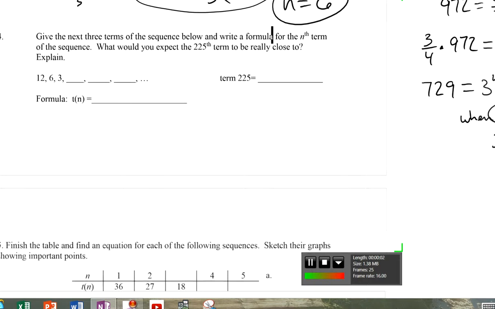Okay, so number 4. It says, give the next 3 terms of the sequence below and write a formula for the nth term of the sequence. What would you expect the 225th term to be really close to? By the way, anyone have like an intuitive answer? I mean, look at these numbers. If we went out 225 more, like found the 225th term, what do you think it's going to be really close to? What number?